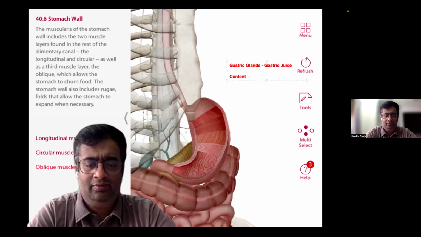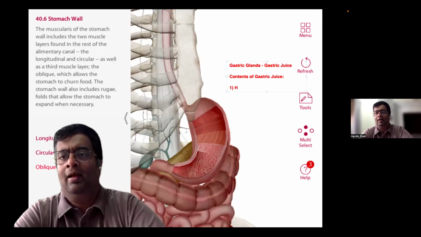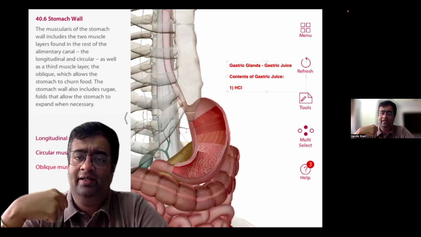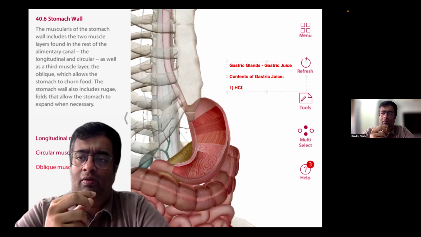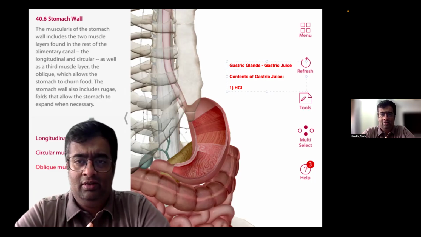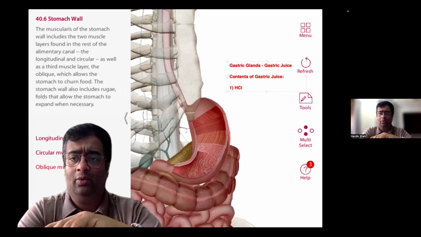The contents of gastric juice include, one, hydrochloric acid. This hydrochloric acid stops the action of amylase, which was secreted in the saliva and was converting starch to maltose. We have already heard that every enzyme requires a particular kind of pH. For salivary amylase, an acidic environment is not a suitable one, and that's why its action stops. So that's one of the functions of hydrochloric acid.